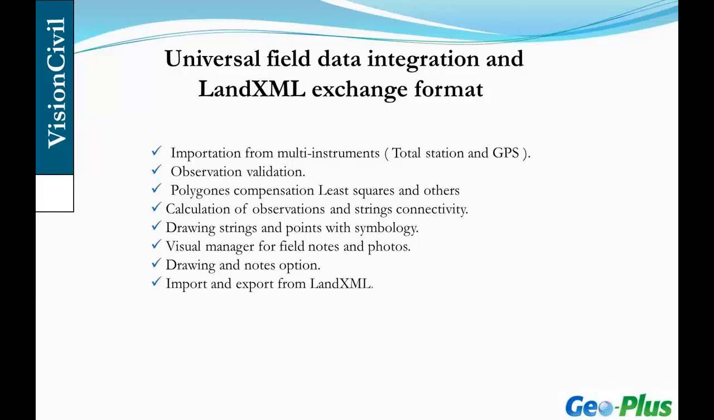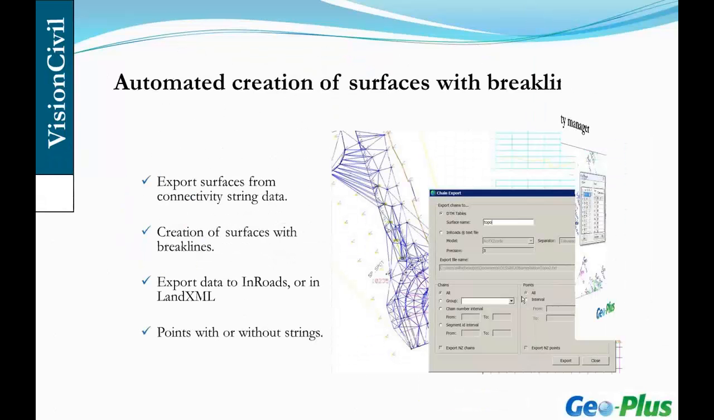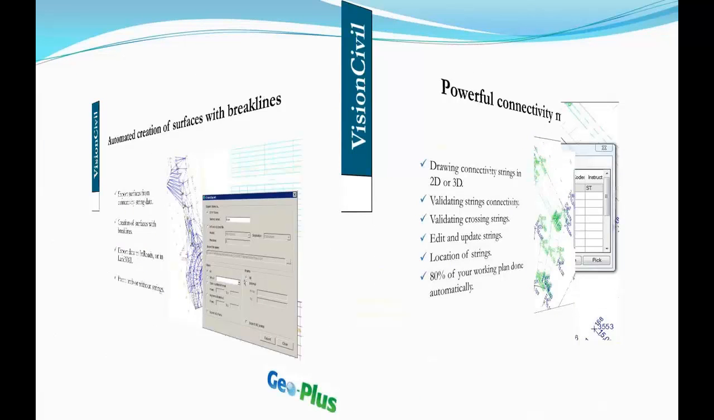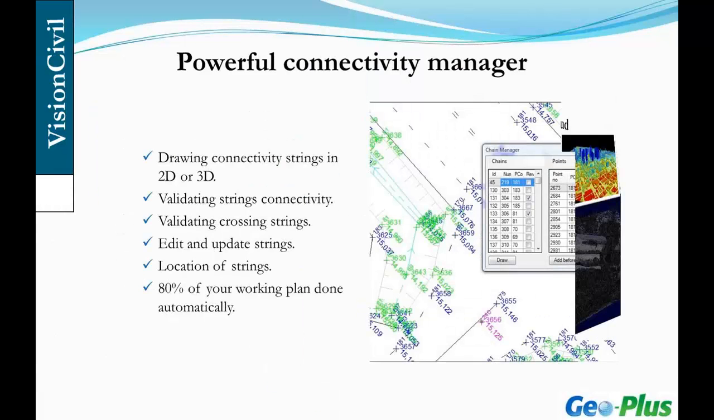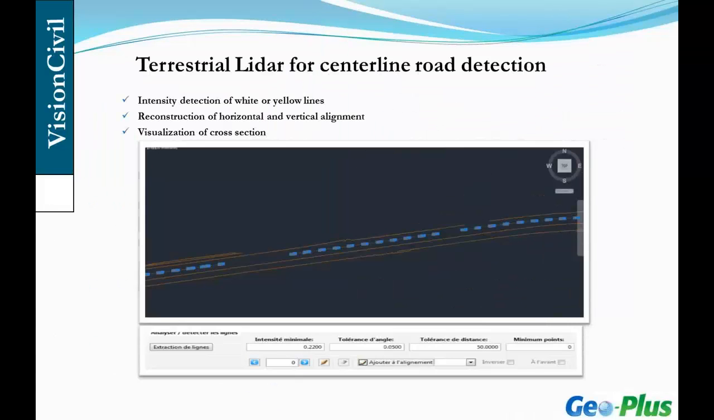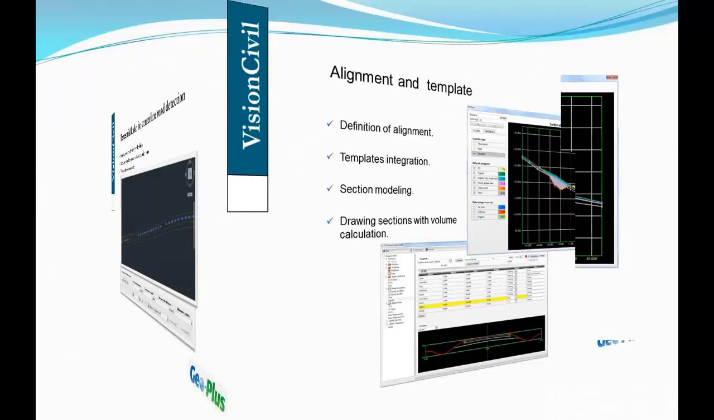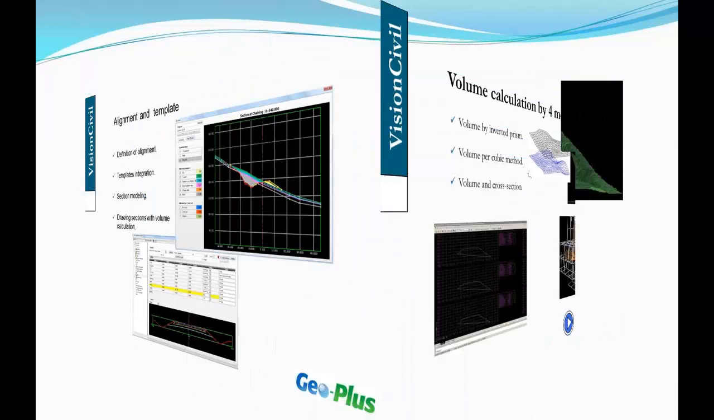The first one is Universal Field Data Integration, LandXML Exchange Format. Automated creation of surfaces with breaklines. Number three is Powerful Connectivity Manager, LiDAR Processing Points Cloud, Terrestrial LiDAR for Centerline Road Detection, Alignment and Template, Volume Calculation by Four Methods, and Drill Core Surface Creation. And now, Jonathan will take over the technical aspect of our webinar.